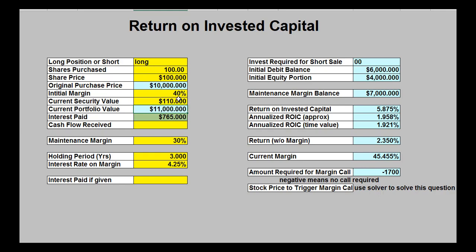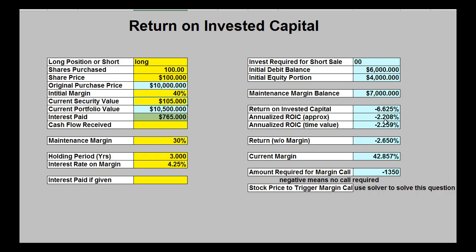It has to go up enough, not just to be higher than the purchase price, but now we have to exceed the interest that was paid. In this case, $765 is the interest that was paid over this 3-year window. So now let's go back to here. We have back to our $105. So we have that information in there.